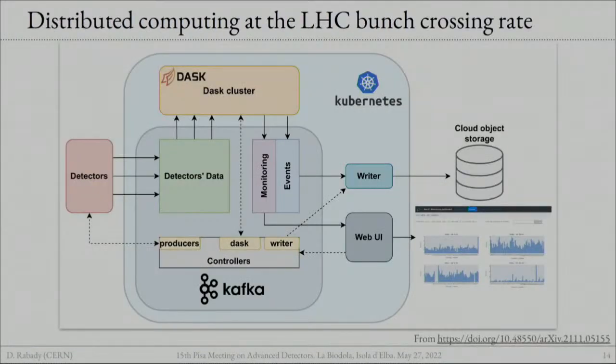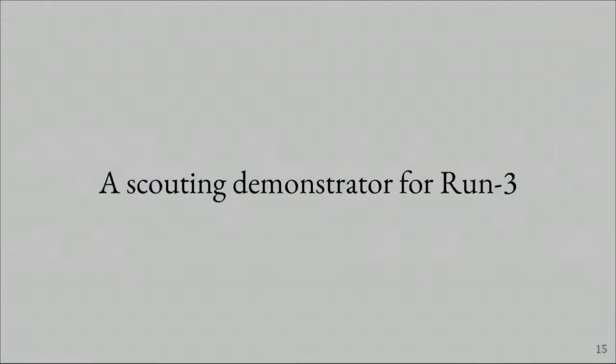On the distributed computing side, there's been some work by colleagues that are doing DT scouting. I've put here the paper that has recently been published. They use Kubernetes as an orchestrator with Kafka and then Dask doing the processing. Of course, the industry here is rapidly changing, so we're keeping an eye on it. This is currently our target for the Run 3 demonstrator. We'll see how that goes.